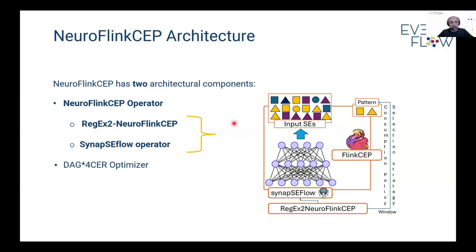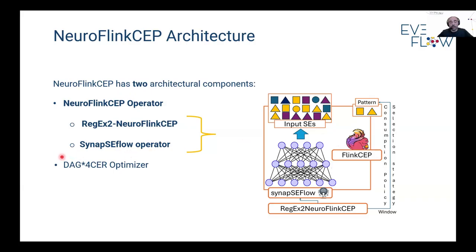Now, it is important to note here that the user does not need to write any program, but they should provide a regular expression accompanied by selection strategies and consumption policies, as well as windowing operators in order to define this NeuroFlinksep operator. And as we are going to see shortly, this NeuroFlinksep operator is incorporated in a state-of-the-art data science platform, namely Altair AI Studio.